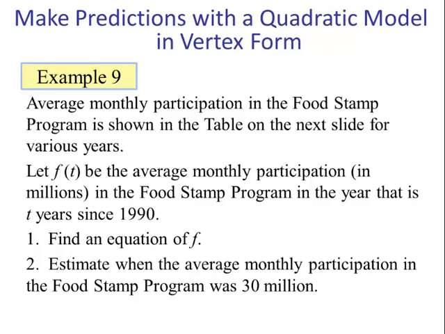Example 9. Average monthly participation in the food stamp program is shown in the table on the next slide for various years. Let f of t be the average monthly participation in millions in the food stamp program in the year that is t years since 1990. Number 1. Find an equation of f. Number 2. Estimate when the average monthly participation in the food stamp program was 30 million.